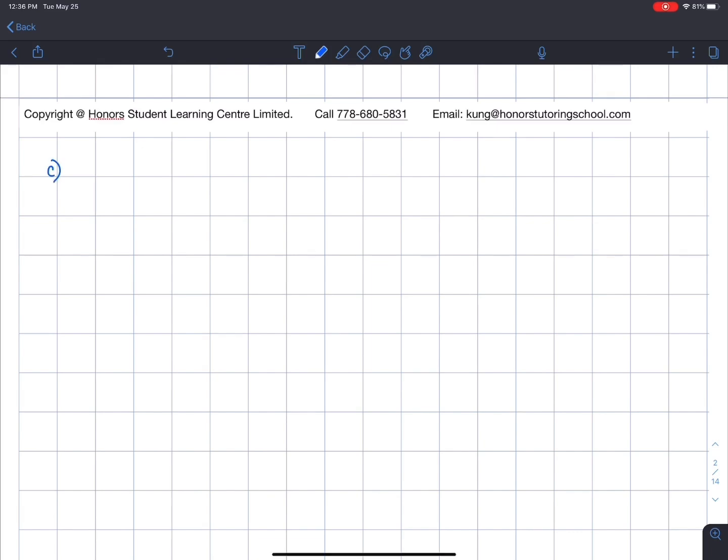C. What is 12% of 360? Again, percent is very straightforward. You see this percentage sign already. It's always going to be of the base. So the base is 360.